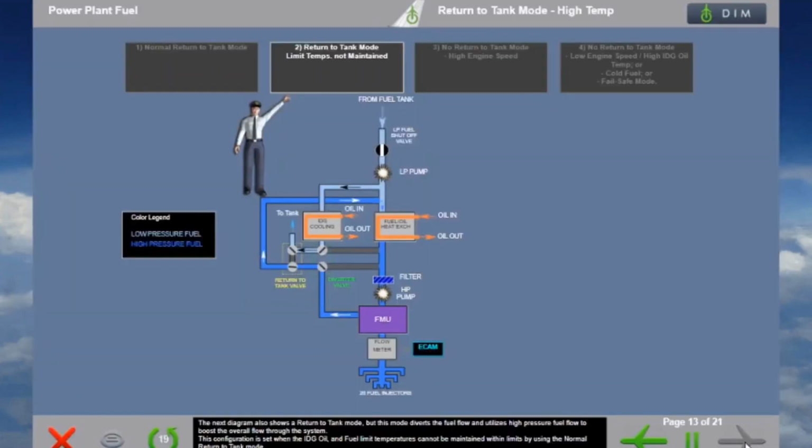The next diagram also shows a return to tank mode, but this mode diverts the fuel flow and utilizes high-pressure fuel flow to boost the overall flow through the system. This configuration is set when the IDG oil and fuel limit temperatures cannot be maintained within limits by using the normal return to tank mode.